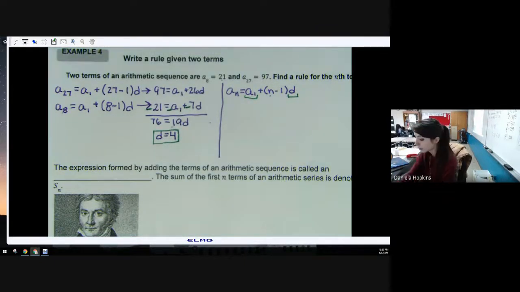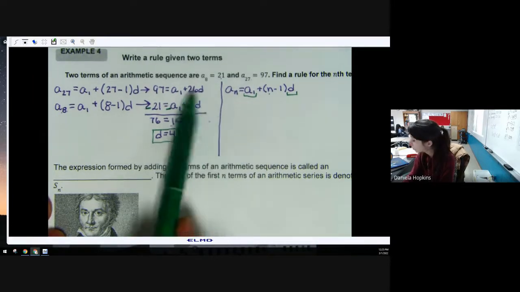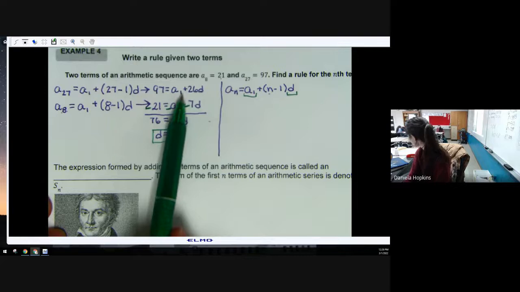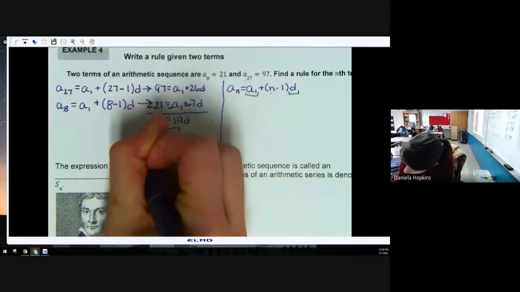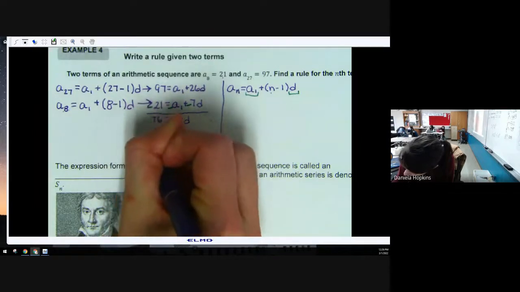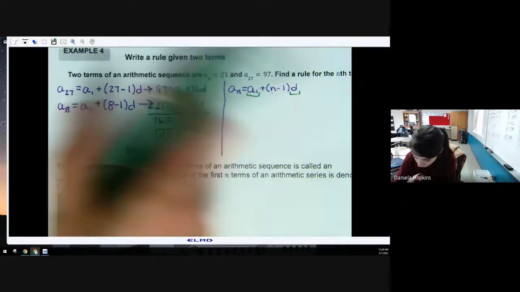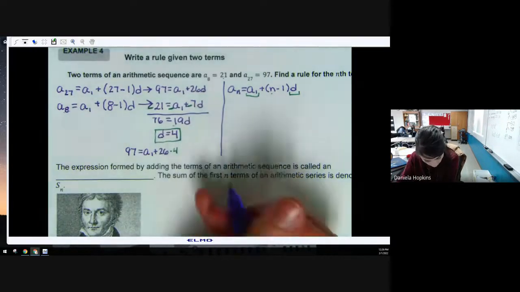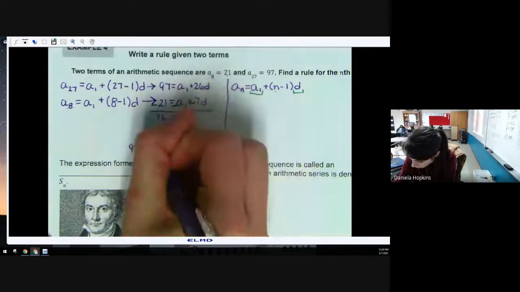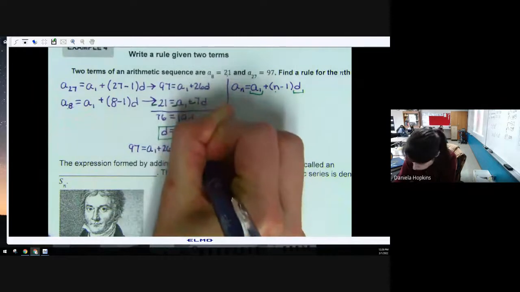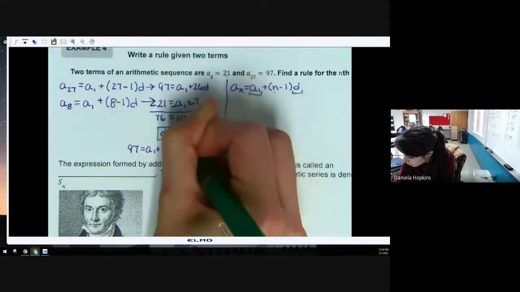So now we need to go back and find a sub 1. So you have a choice. You can plug D either into the second equation or into the first. I generally just plug it into the first because I like routine. So I'm going to have 97 equals a1 plus 26 times my 4. So simplifying this, and I'll let you do all the math, but you should get that a sub 1 is equal to -7. Any questions on how I got that D or the a sub 1?